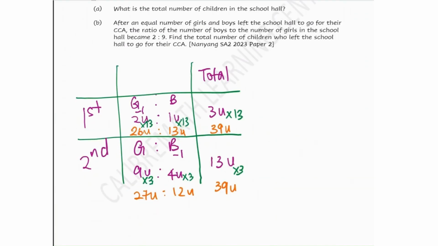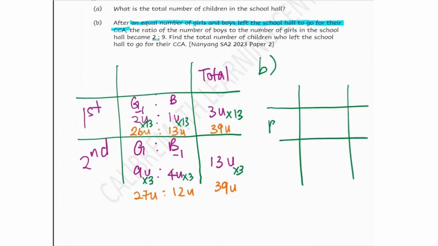And now in part B, we will need to look at the key sentence: an equal number of girls and boys left the school hall to go for their CCA. Since an equal number of boys and girls left the school hall, this is a copycat action. And so the strategy to apply here for part B is "difference remains the same." So again, we will need to draw the table for part B. The before and after ratio.